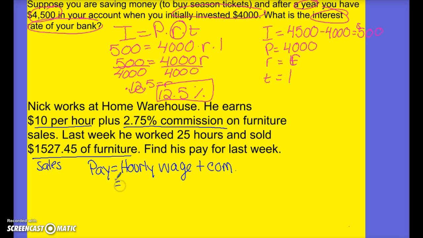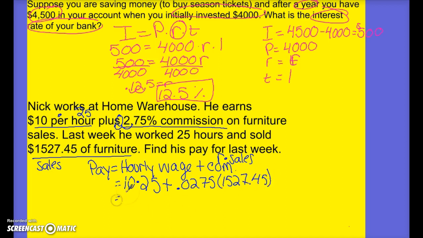So his total pay, I know that he is $10 per hour, so times the number of hours, which is 25. So 10 times 25 plus, remember to find commission, it's your rate times your sales. So his rate was 2.75%, which becomes 0.0275 times his sales of $1,527.45. When you multiply both of those and then add, you get 250 plus 42, which means he made a total of $292.